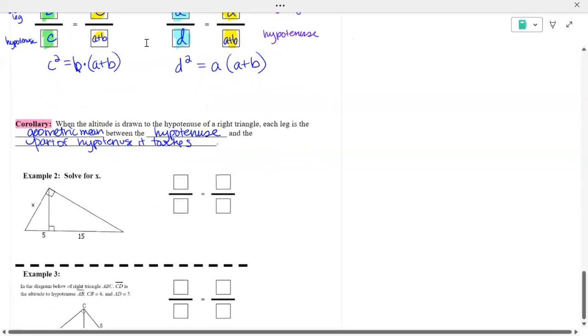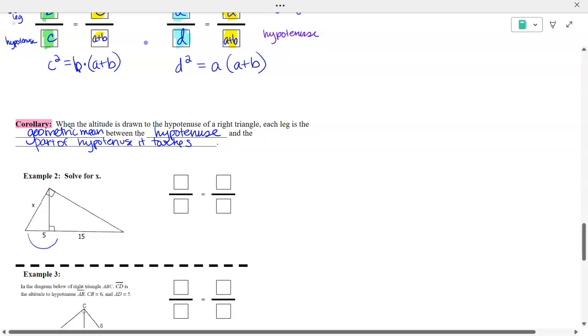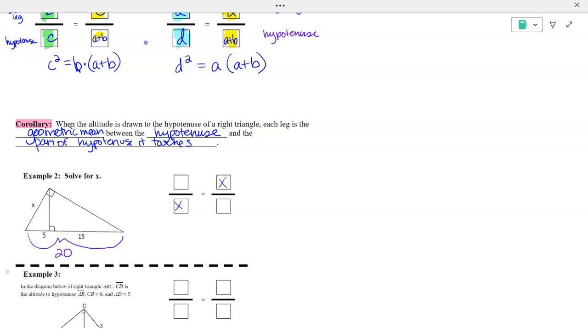So here we've got our altitude drawn, we've got our two pieces of the hypotenuse, and we know that the entire hypotenuse here is just going to be 20. So we know our leg is going to be our geometric mean, so I'm going to put that value there, that my x is in those two corners, and it's going to be the geometric mean between the part of the hypotenuse it touches, which is right there at 5, and the entire hypotenuse, which is 20. And when we cross multiply, we get x squared equals 5 times 20, which is 100, and when we solve that, we get x equals 10.